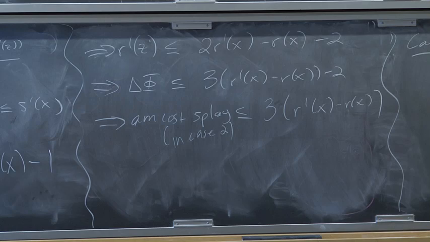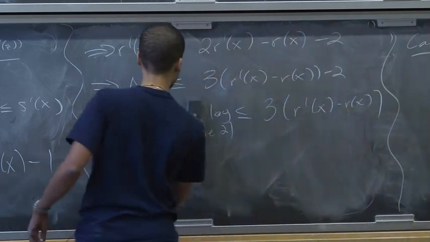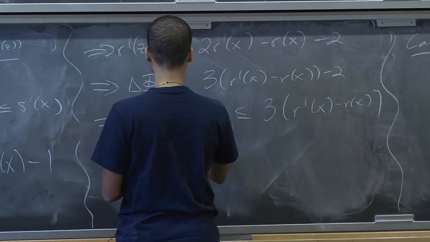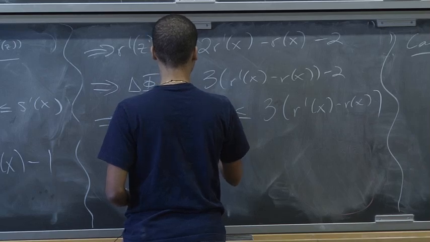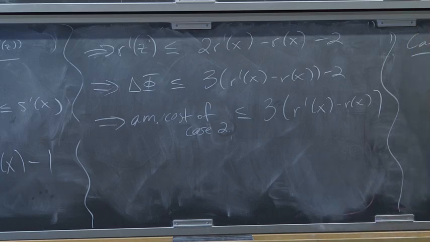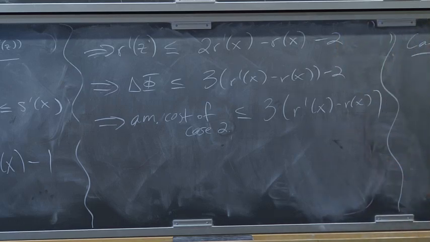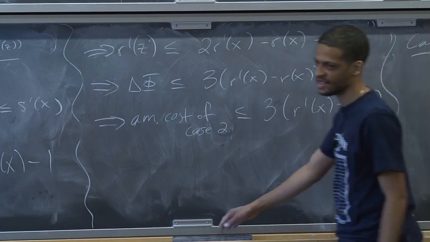Okay. Sorry. So amortized cost of case 2 is what I really meant to say. But if you did the same exact thing for case 3 or a similar thing, you would get the same bound. If you did it for case 1, you would get an extra +1 here. So you only pay that +1 once in the entire Splay, namely in the last step, potentially.